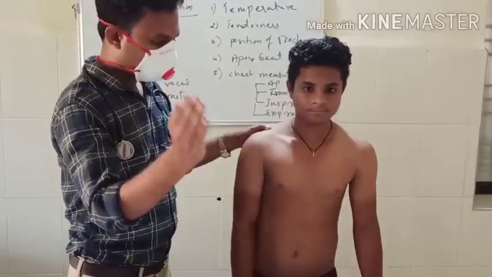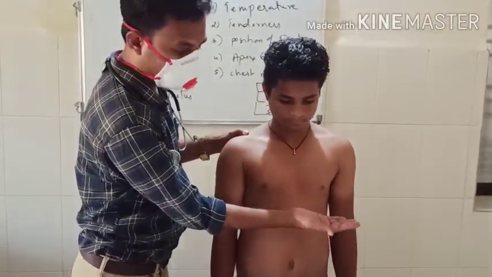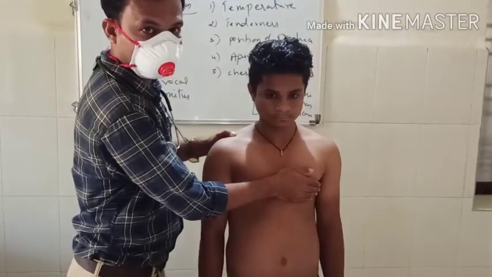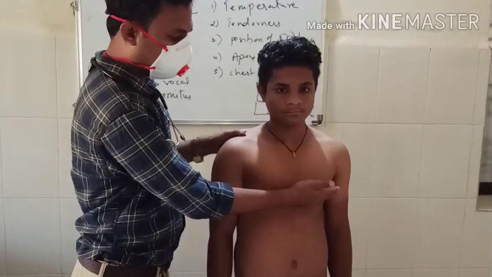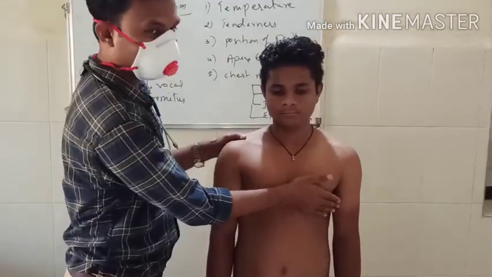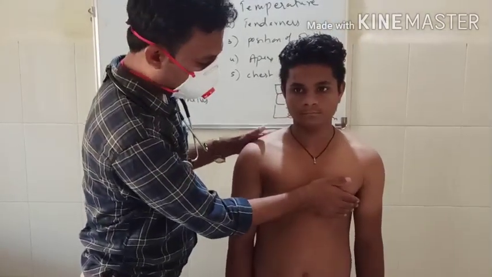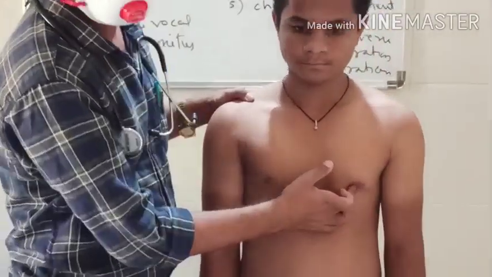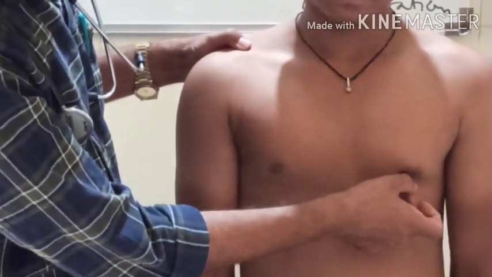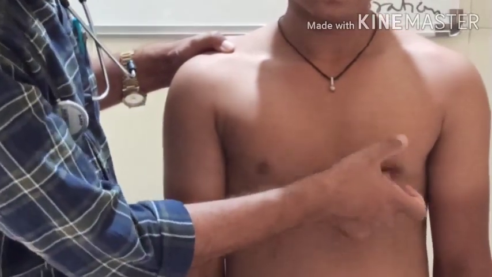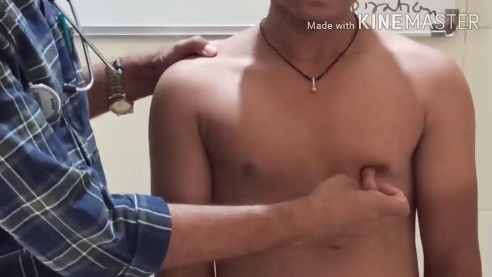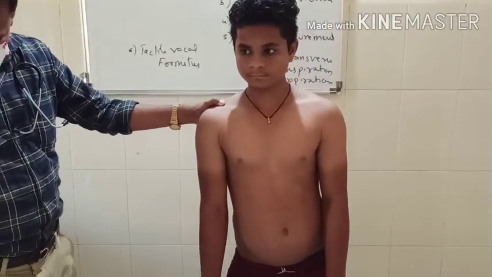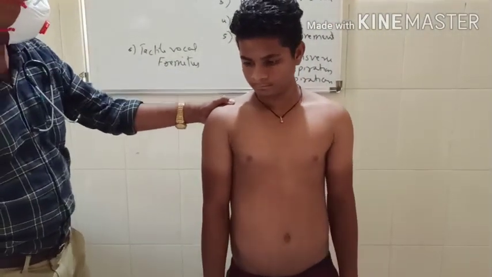With the whole palm, you place your palm over the left side of the chest, and you will notice that something is hitting your hand. That is nothing but the apical impulse. You try to locate the apical impulse, and it is present here. It is usually in the fifth intercostal space, half an inch lateral to the left mid-clavicular line. This is the apex beat. Then you look for chest measurement.